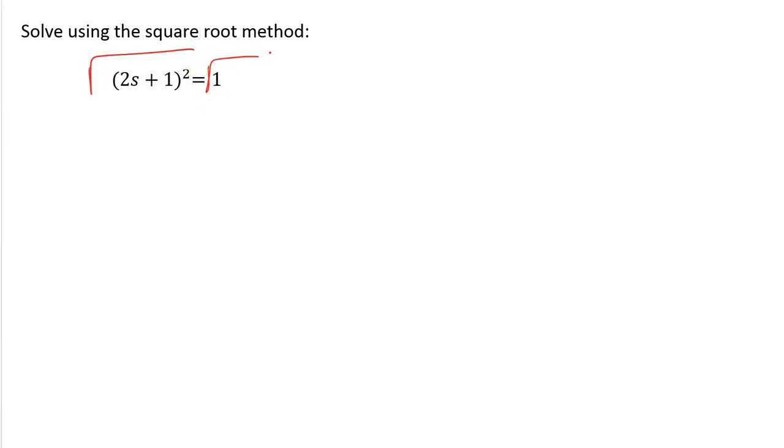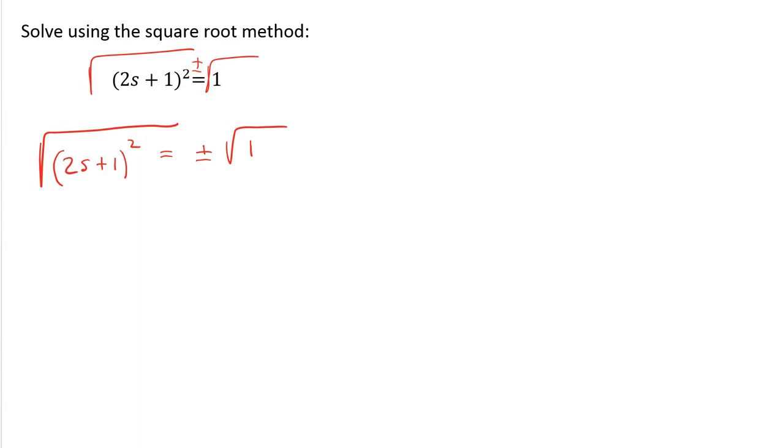Is that allowed? Absolutely. But you must put a plus or minus in front of one of the sides. The side that you put the plus or minus in front of is the numerical side. So why did I do that? Let me rewrite what we have. We have the square root of (2s plus 1) squared is equal to plus or minus the square root of 1. Now what do we do? Well, you simplify.